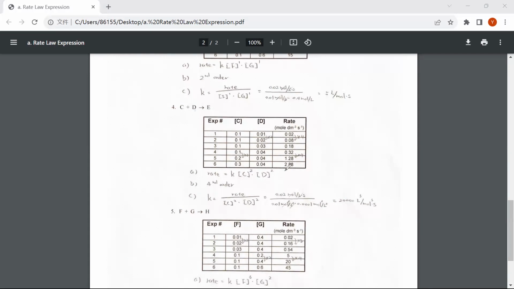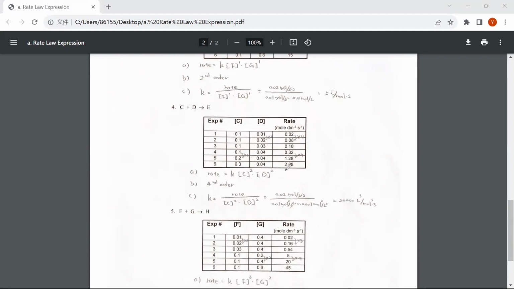And then when we focus on experiments 1 and 2, we notice D is multiplied by 2, and the rate is multiplied by 4. So 2 to the exponent of 2 is equal to 4. So D also has an exponent of 2. And 2 plus 2 equals 4. That gives us the reaction order of 4.